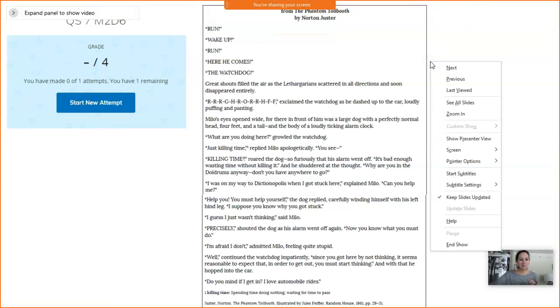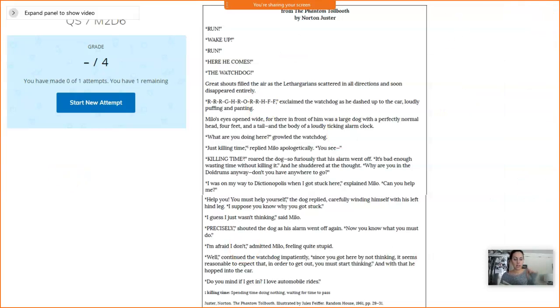So, does everybody remember this part in the book? And just so you know, this section will be on each question, so you'll be able to see the text as you go along.